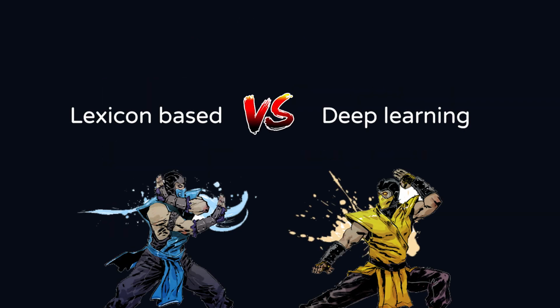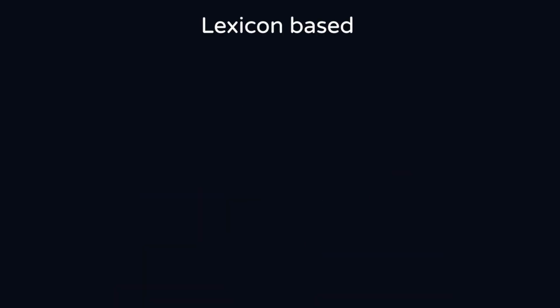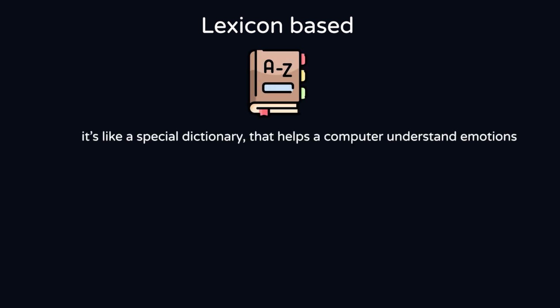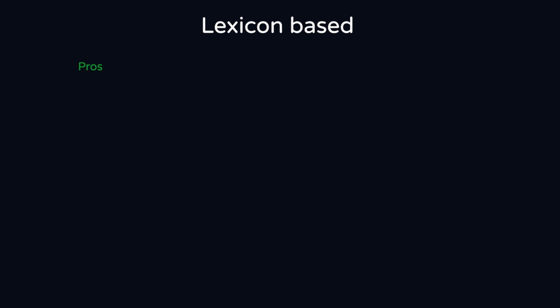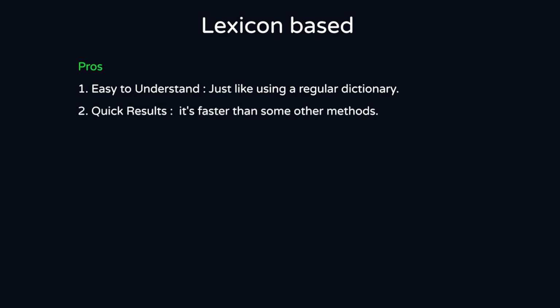Okay, right now let's compare different methods. First one, a lexicon-based method. I want you to imagine that a lexicon is like a special dictionary that helps computers understand emotion in text. We can think of it as looking up words in this dictionary and figuring out how someone feels or what they are talking about. One of the most famous libraries right now is NRC Lexicon. Let's talk about the positive and the negative parts of the lexicon-based method. It's easy to understand, gives quick results, and it can be used in real time.